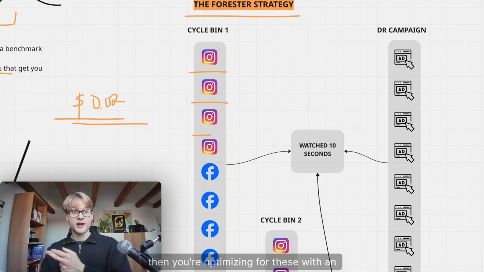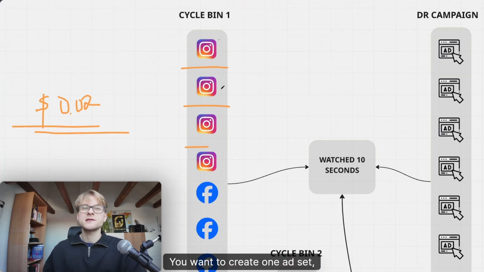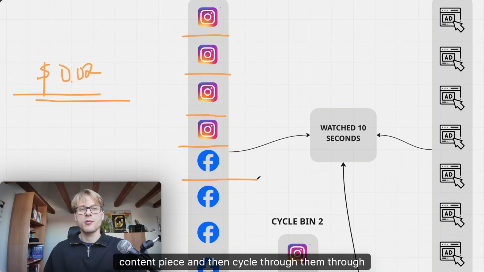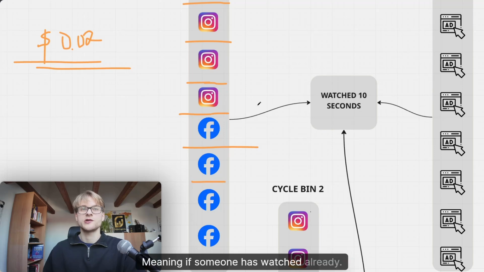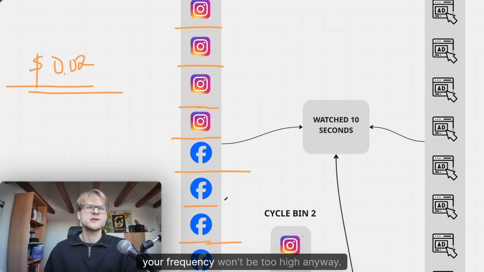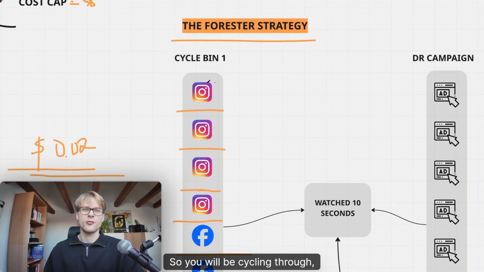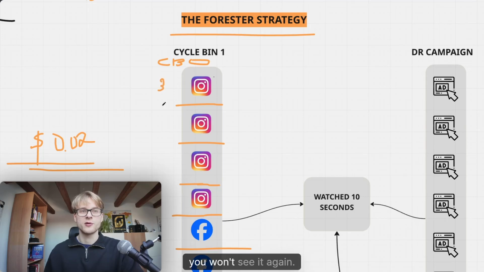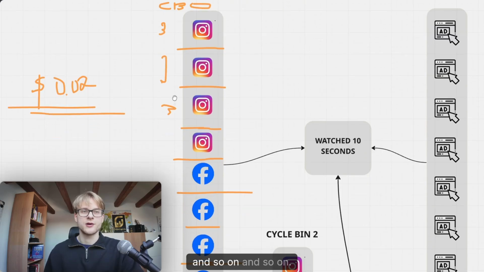And then you optimize and introduce with an engagement campaign. You go broad, and you want to create one ad set per different content piece, and then cycle through them through an audience exclusion. Meaning, if someone has watched already. Now, what actually happens is your frequency won't be too high anyways, so you will be cycling through. What Meta will do if you go with CBO over here is automatically not show your ads to everyone twice, but basically you want to have an audience exclusion anyway. So if someone has watched at least, let's say, 3 seconds of this video, you won't see it again, and so on, and so on, and so on.